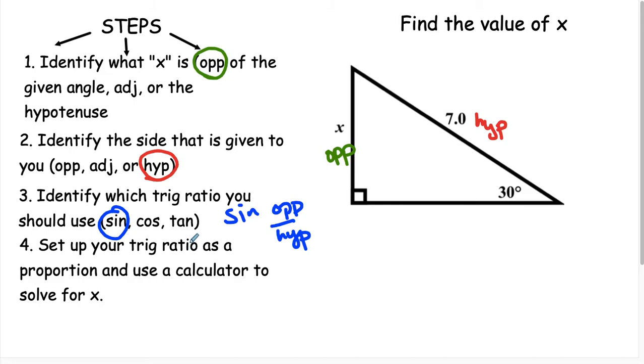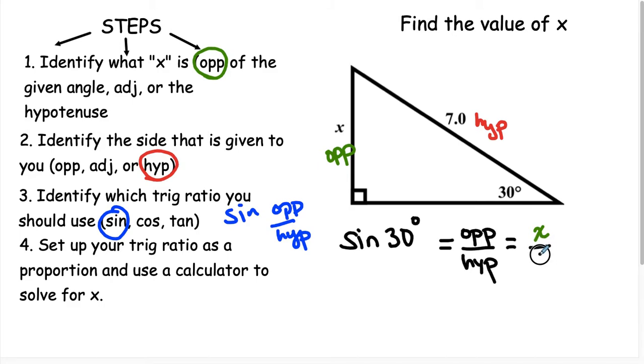So let's begin. We're going to use sine of 30 degrees is equal to its opposite side over its hypotenuse. Its opposite side is x, labeled as x. I'm going to mark it green. And its hypotenuse is 7.